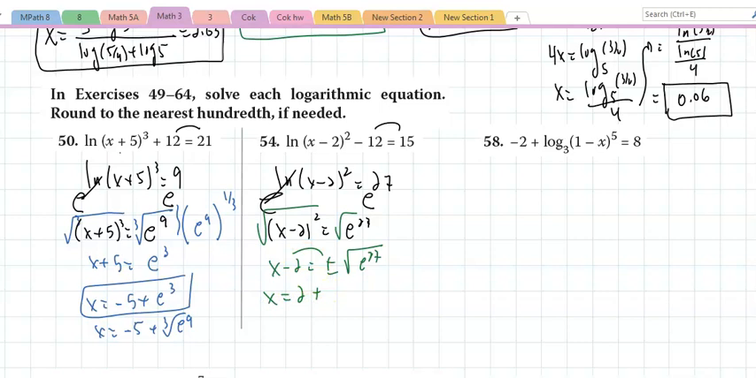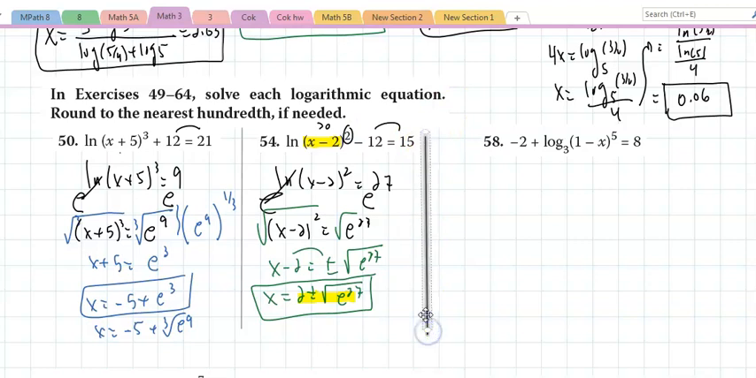Now we have a problem. It's not really a problem. Anytime I start the problem with a log, I want to make sure that my answer will ensure that this is bigger than 0. Since you're squaring that, you're safe. Kind of like a radical. When you start the problem with a radical, you have to make sure that the answer will always make that positive.